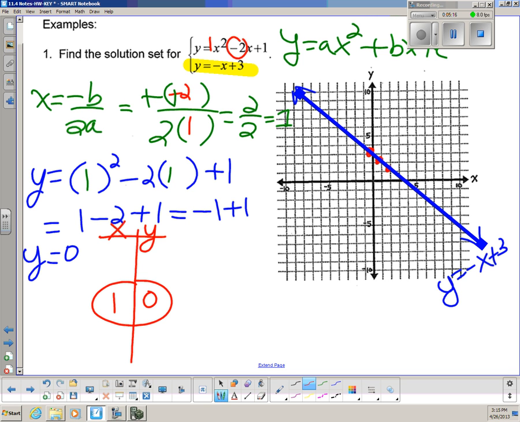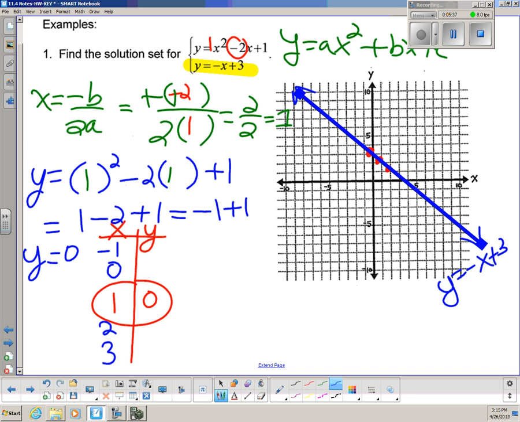That's your vertex. Then what we did in algebra is we said, okay, well, we need to have 5 points to graph the parabola. So on a number line, if we've got 1 in the middle, to the right of 1, you'd find the values of 2, then 3. To the left of 1, you'd find the values of 0, -1.